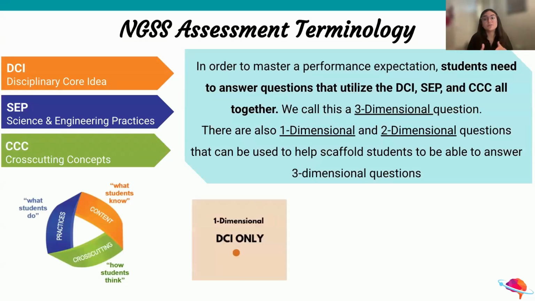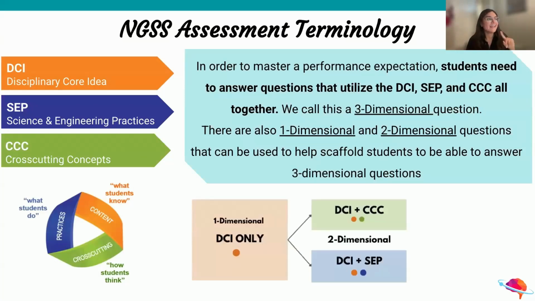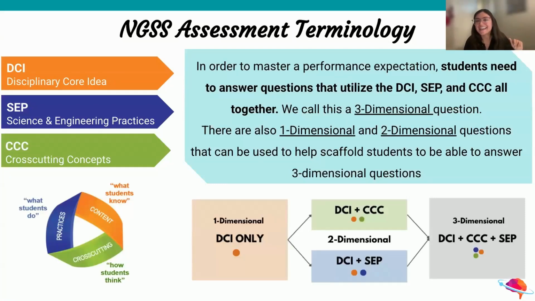And that's where one-dimensional and two-dimensional questions come in, as one of our people were saying in our chat. So a one-dimensional question focuses only on one dimension, in this case, the DCI only. So just the content. These are the most common recall questions that we always see, or representation questions. Now, a two-dimensional question can bring in two dimensions, like maybe the content and practices when we combine the DCI and the SEP, or the content and the cross-cutting concepts when we combine the DCI and the CCCs.